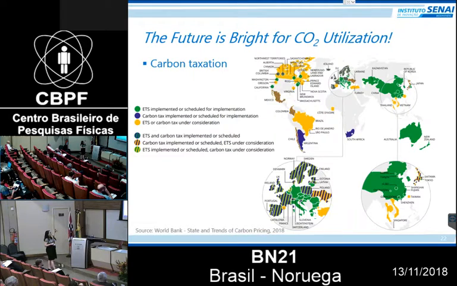And carbon taxation is something that in the future may drive the companies to invest more. There are already countries that have carbon taxation, not all of them, but this is something that may change the landscape.